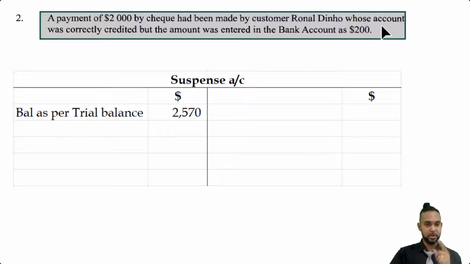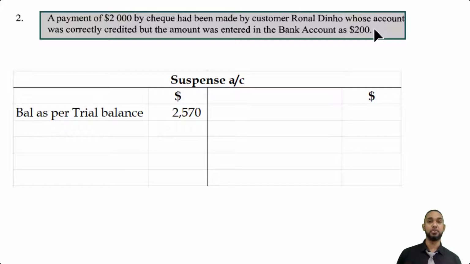But we credited Ronaldinho for $2,000. That's what it says. It was correctly credited. But the amount entered in the bank account was $200. Now, if the amount you're supposed to debit was $2,000 and you only put $200, you did not put enough. As a matter of fact, it was too low or understated by $1,800.